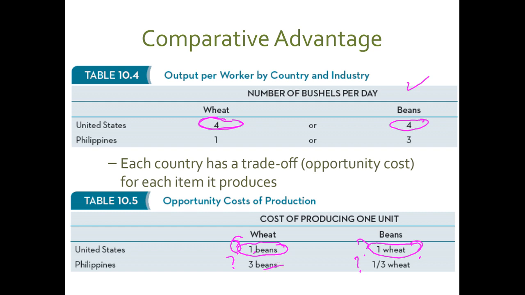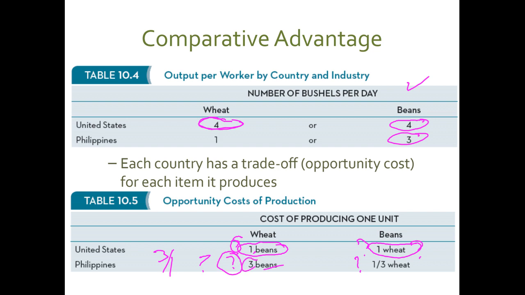Now look at the wheat for the Philippines. You have to write numbers here. You have to write a number here. This is the wheat column. So go to the beans column for Philippines, 3. First take this number 3 and then divide by 1. So 3 divided by 1 is 3. That's why I wrote 3.